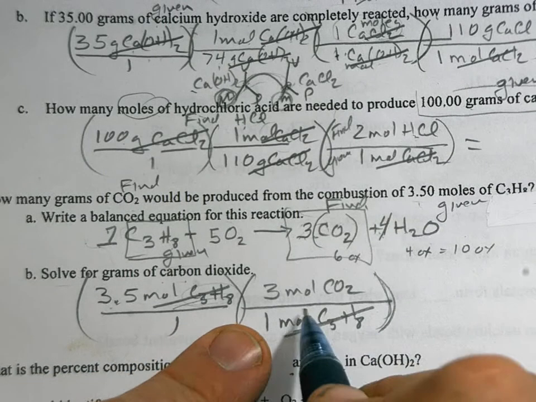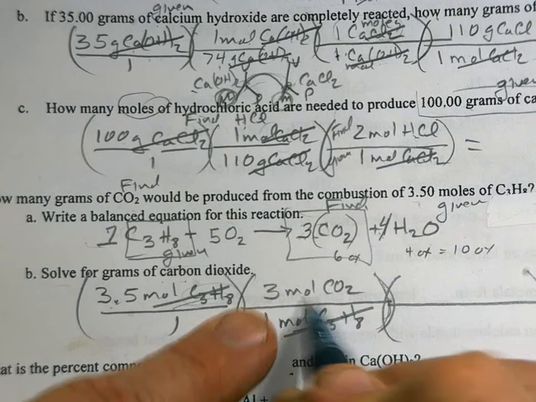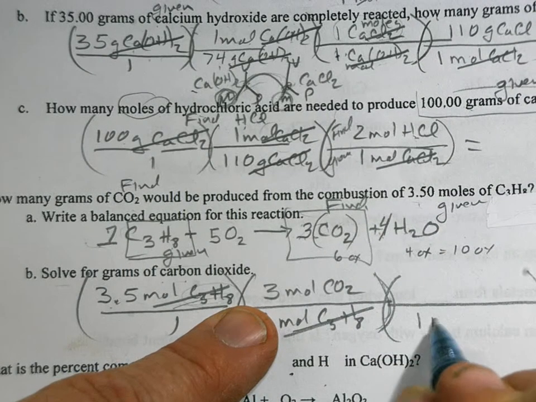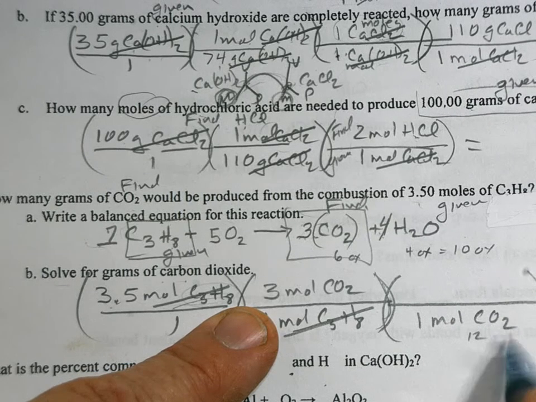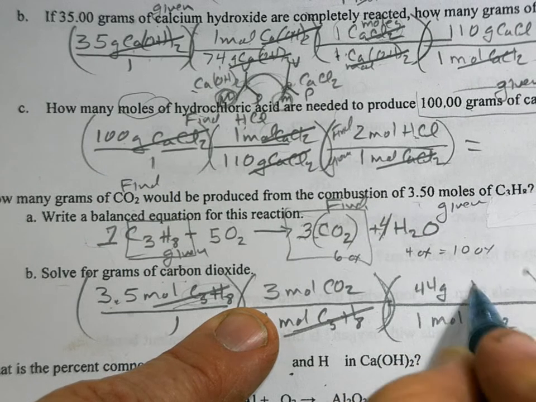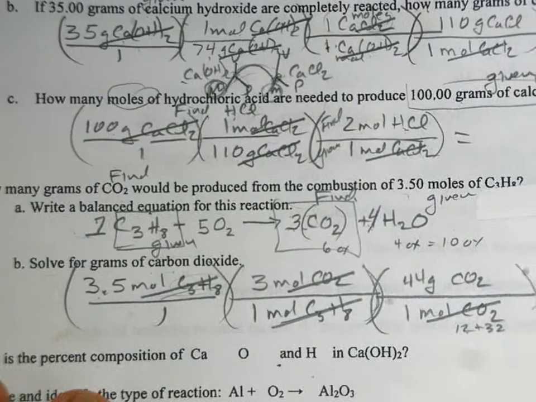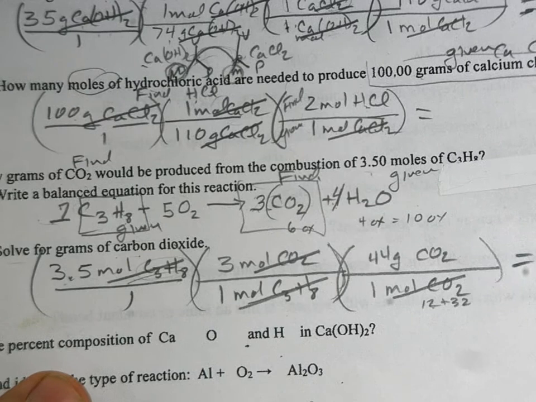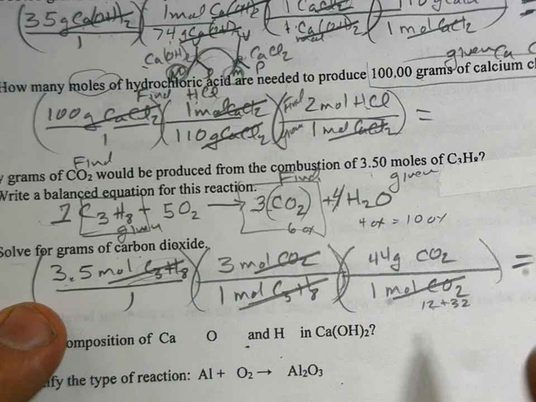But are we done? No, we want grams of CO2. And now we got to get rid of moles of CO2. We can say 1 mole of CO2. And carbon is 12, 2 oxygens is 32. 32 plus 12 is going to be 44 grams of CO2. Those cancel out. So to get your answer, it's going to be 3.5 times 3 times 44 grams. So I'm going to guesstimate that the answer is around 440 or something like that.